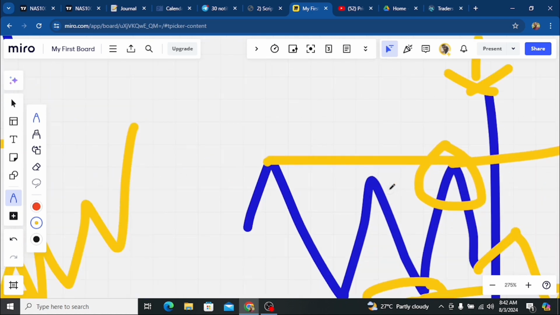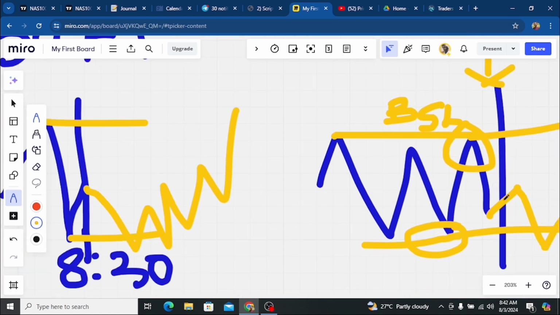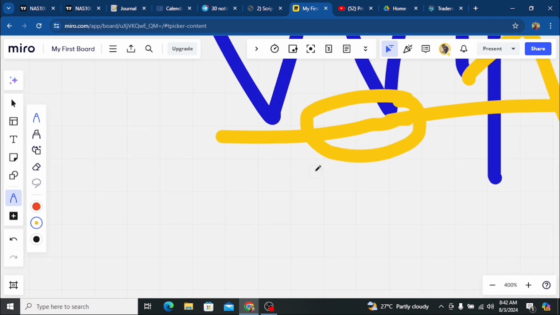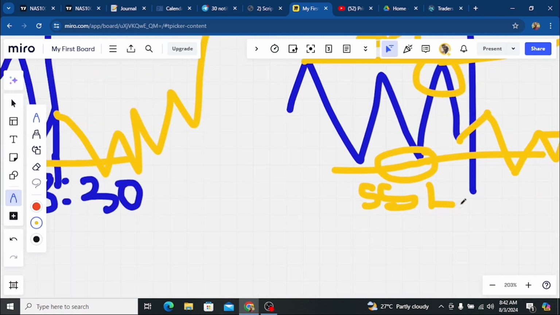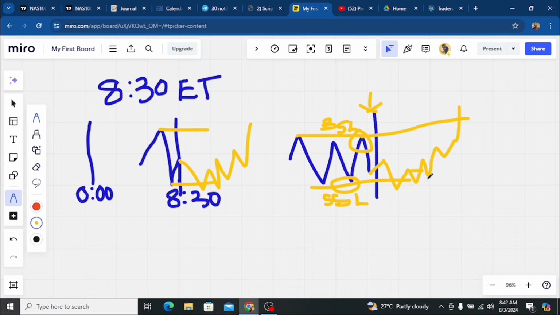So what do you basically have? You have buy side liquidity over here. Liquidity resting at old highs and equal highs is known as buy side liquidity, and liquidity resting on the opposite side is known as sell side liquidity. So SSL and BSL. All right, now what is the confirmation?